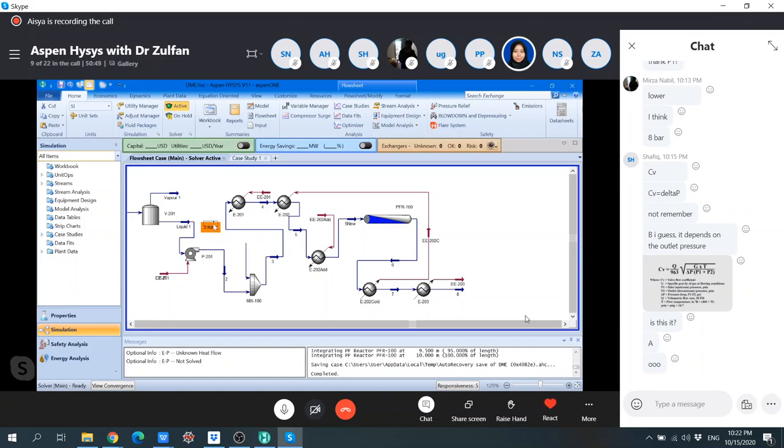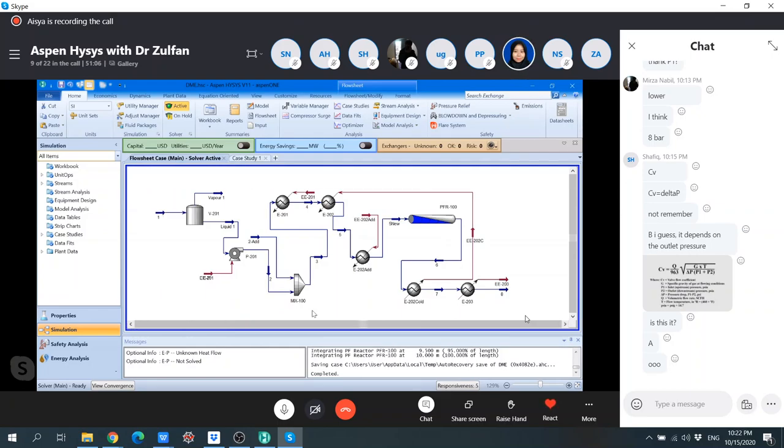Alright. Because by doing this, if you understand the discussion, it will be easier for you to replicate on your own or to solve different problems later on, rather than just following the mass balance blindly.